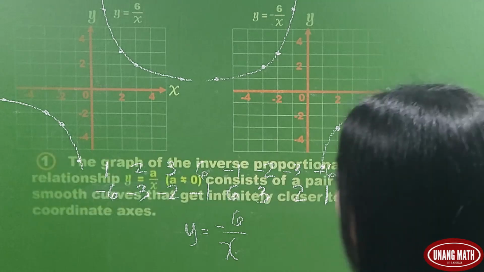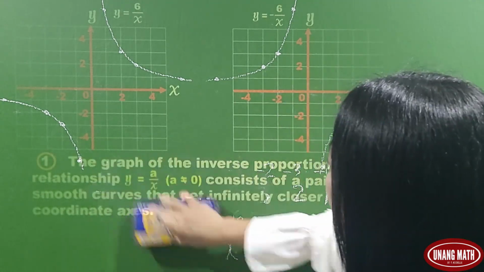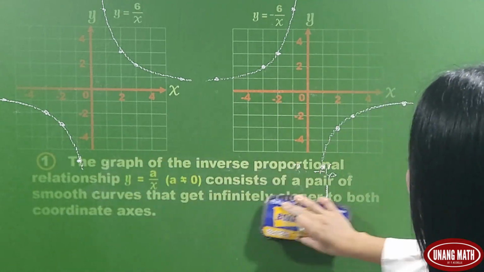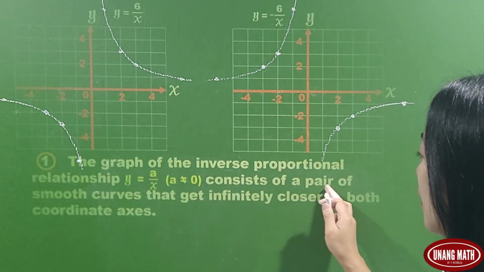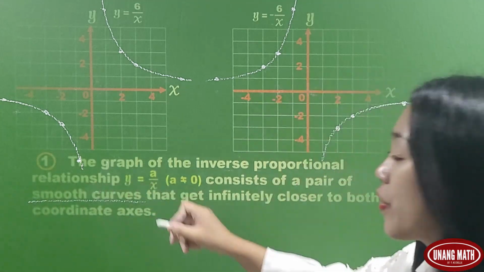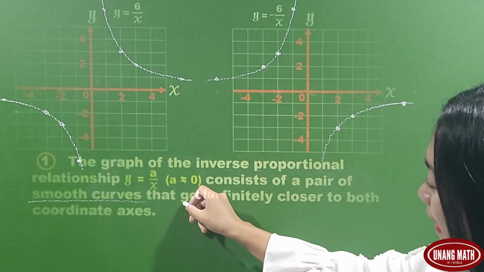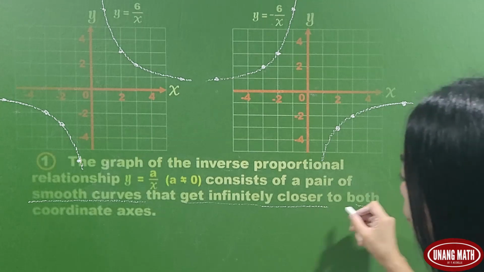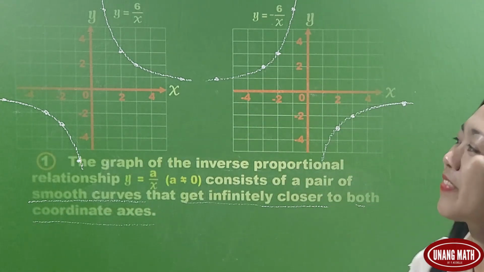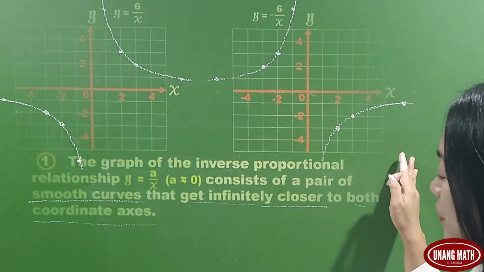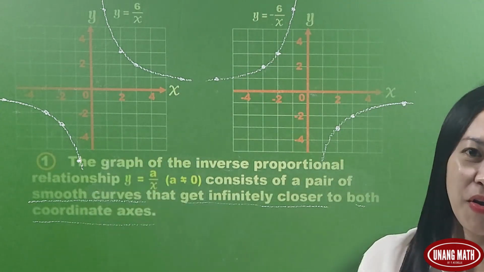As you can see, the graph of an inverse proportion equation consists of a pair of smooth curves that get infinitely closer to both coordinate axes. Okay, all these graphs have smooth curves.